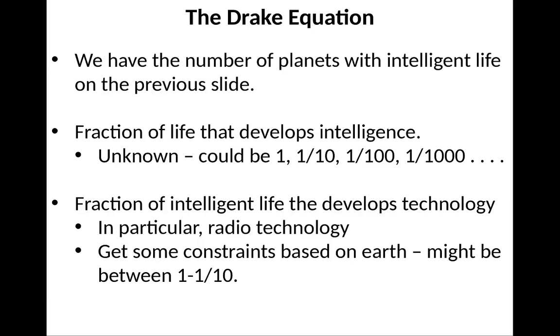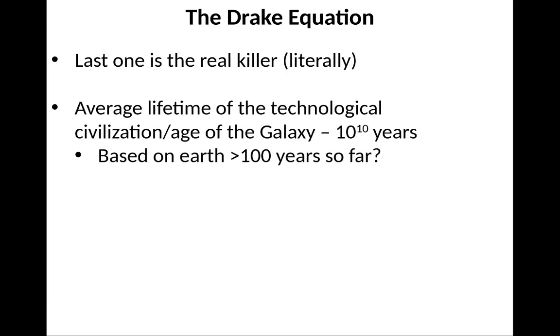It's hard to see it basically being smaller than this. All right. Okay, so now, if we do this up to this point, basically we have 10 to the 8 times 10 to the minus 3. So now we have 10,000, 10 to the 4, basically, civilizations or technological civilizations. Now, this last one is the real killer. It's the average lifetime of the technological civilization divided by the age of the galaxy.